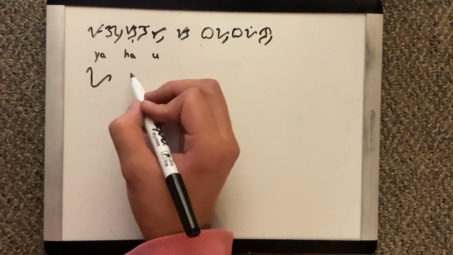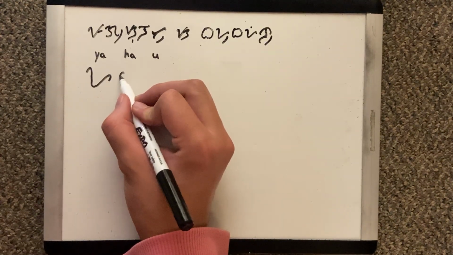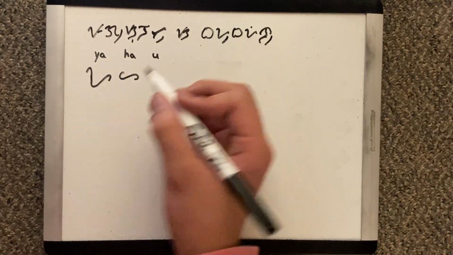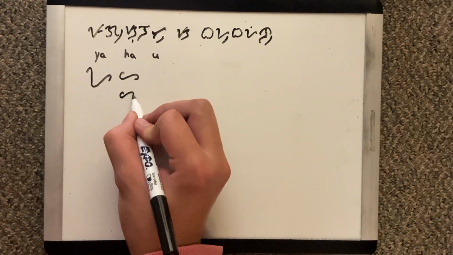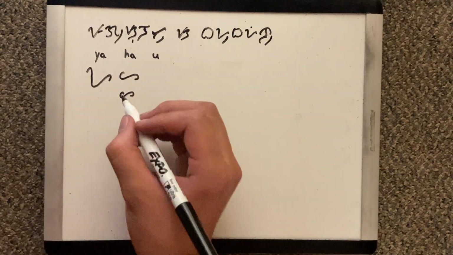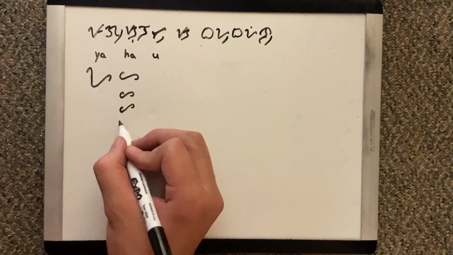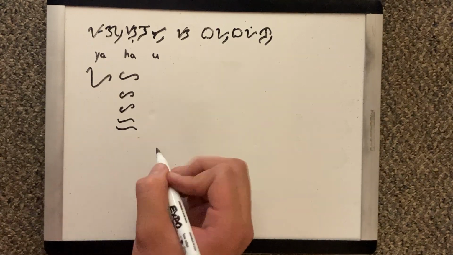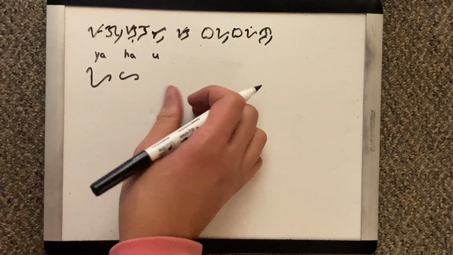Next is the ha stroke, which is a curl one way, and then a curl the other. A curl one way, and a curl the other. You might see different variations that go up at an angle or that relax almost to the point of just being a wavy line. But that's the ha stroke.